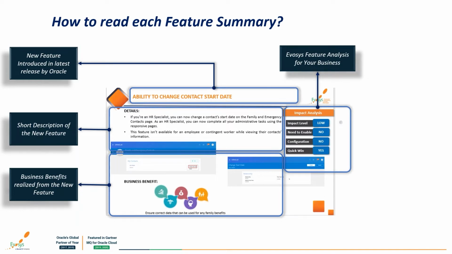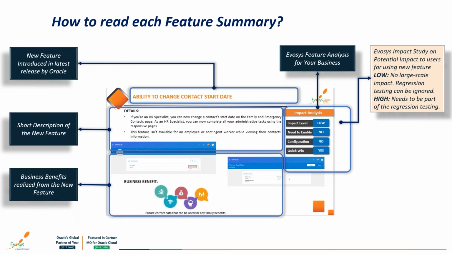The first one is impact level analysis, which demonstrates the impact on the end user. If it's a low impact, then regression testing can be avoided or not. If it's a high impact, then we must opt for regression testing.